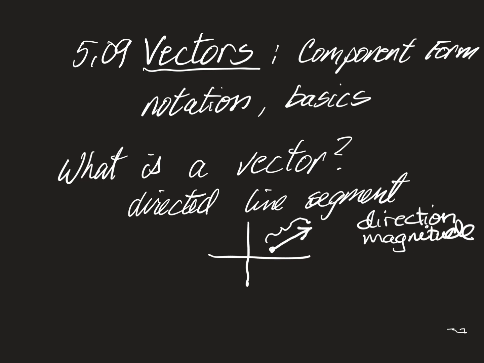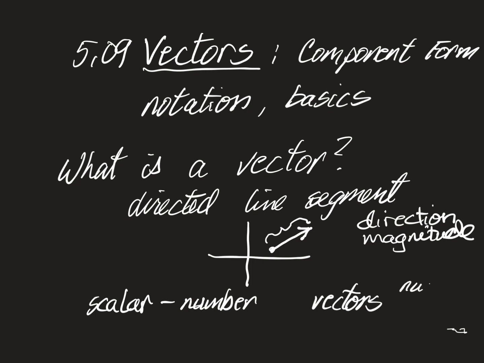Now, for a practical example, in the real world, scalars are things that are just a number, okay? But vectors are things that have the property of a scalar. They have some number associated with them, but then they also have a direction associated with them. And so here's what I mean.